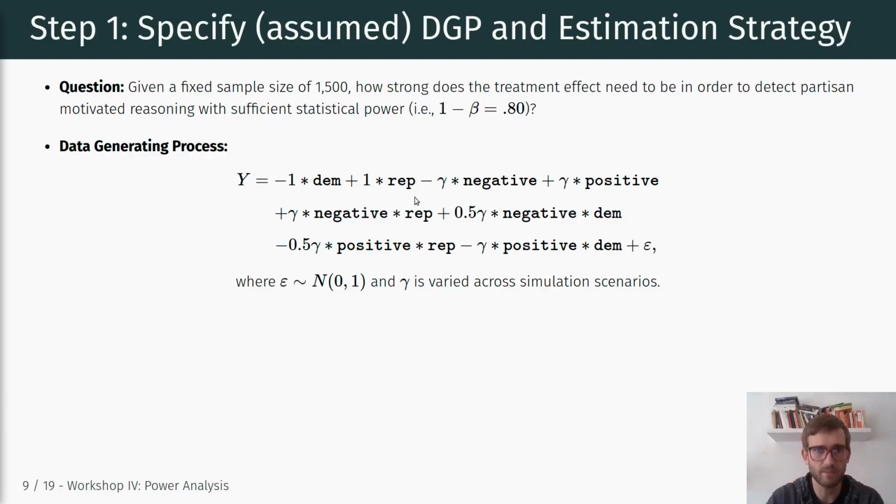So that's the basic setup. Of course, it doesn't end here. We have additional components. We have an interaction between the negative treatment and Republicans, which is gamma times negative times Republican. And the idea here is, remember, hypothesis 1 stated that Republicans will disregard the negative information. They will not be affected by that negative information.